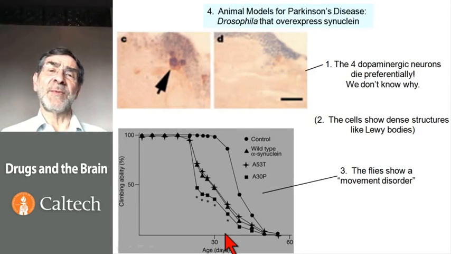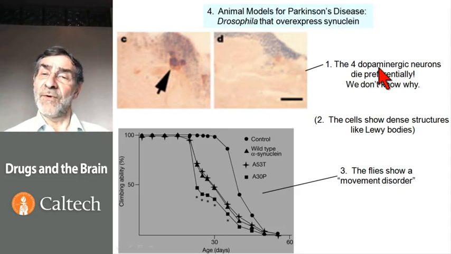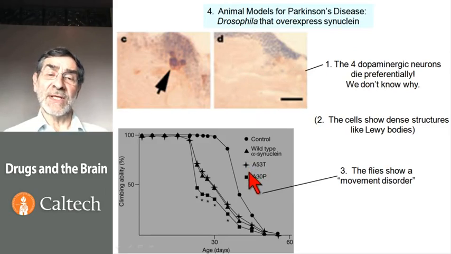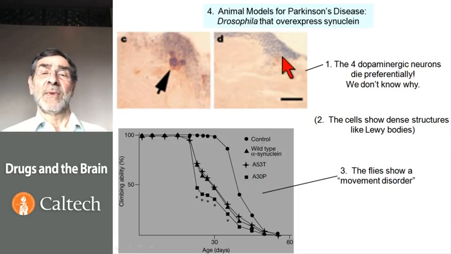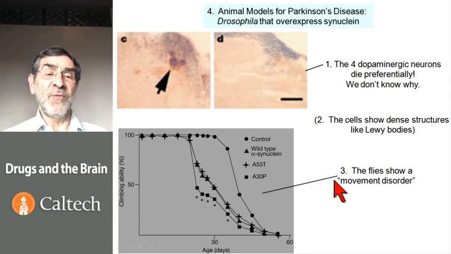Now, to study all of these problems, there are animal models for Parkinson's disease. Among the earliest animal models was Drosophila, fruit flies, which overexpress synuclein. And here is an example of 4 dopaminergic neurons, which when they are overexpressing synuclein, especially one of the synuclein mutants that are associated with human Parkinson's disease, these neurons begin to degenerate. While they're degenerating, they also show dense structures, which are like Lewy bodies. And indeed, the flies show a movement disorder.